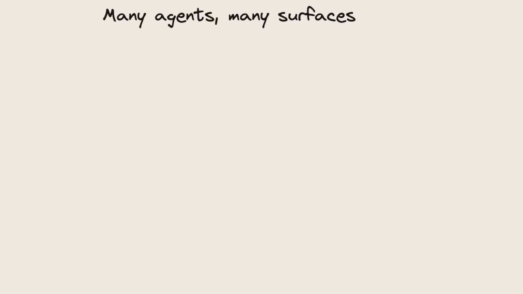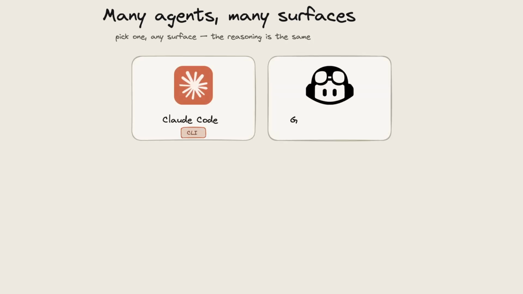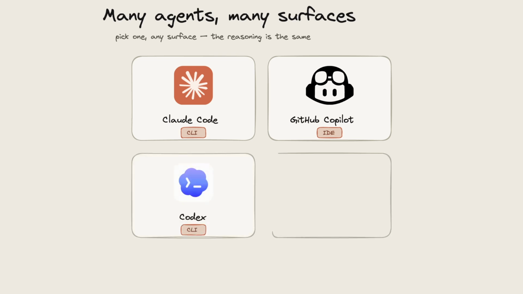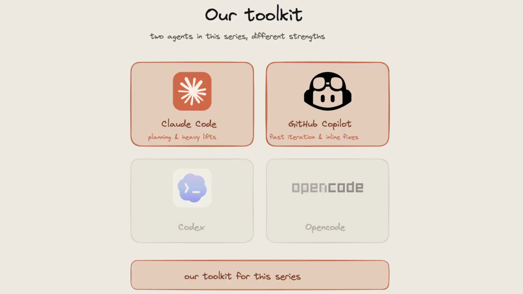In coding, there are already plenty of agents, for example, Claude Code, Codex, GitHub Copilot, OpenCode, and many others. They can work inside their own UI, in a CLI, and sometimes even inside a chat app. That's not really important. It's just the way the user interacts with the agent. In this and following videos, we will be working with Claude Code and GitHub Copilot with different models, which will give us the most effective result.